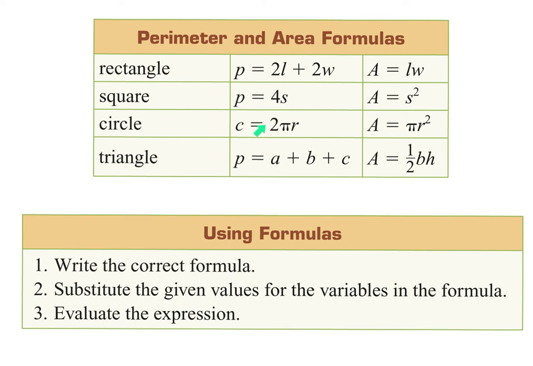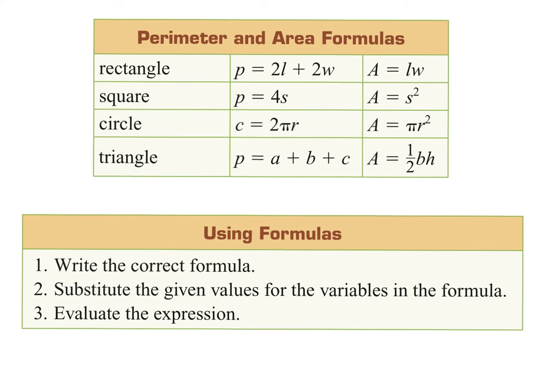Circle. We're not going to do circle as much. You will see it a ton next year. 2 pi r. This is the distance around the circle. If you were to take a string and go around the circle and lay it out, you would say 2 pi r. The area is pi r squared. Square your radius. Multiply by pi.